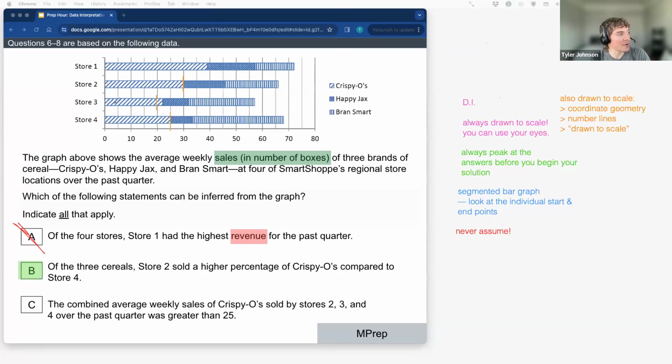But check it out. Not only is store 3 not 20, it's 2 more than 20. So if 20 would have given me an average of exactly 25, when I'm sitting at 22 right here, that's going to push the overall average greater than 25. So C is also correct.